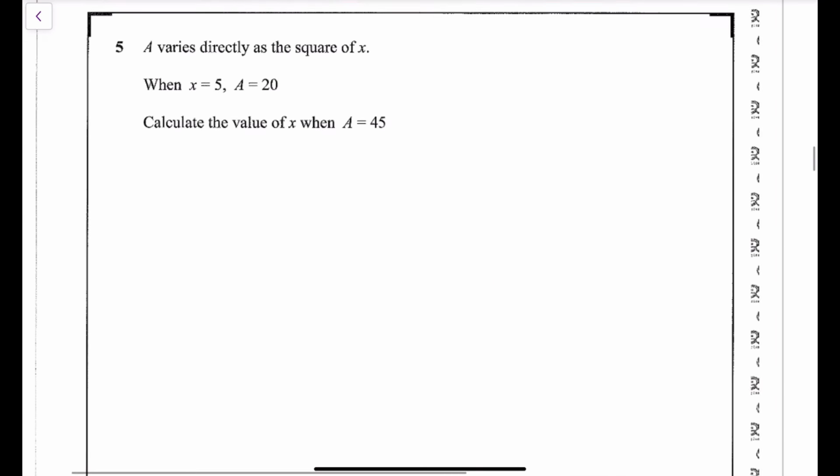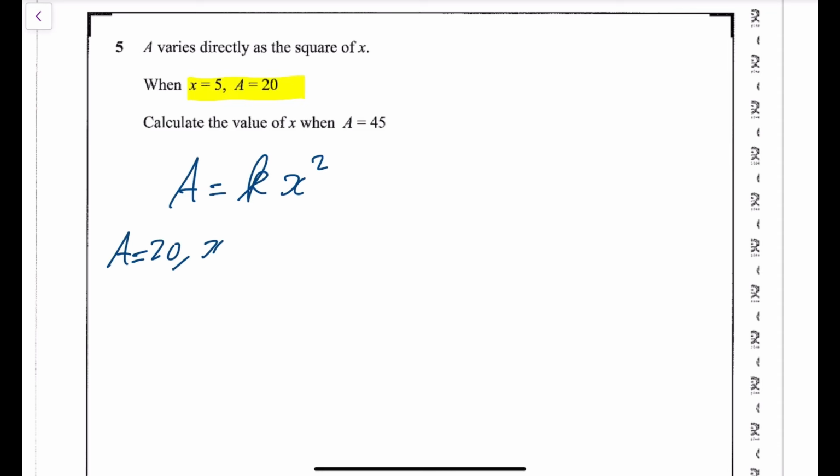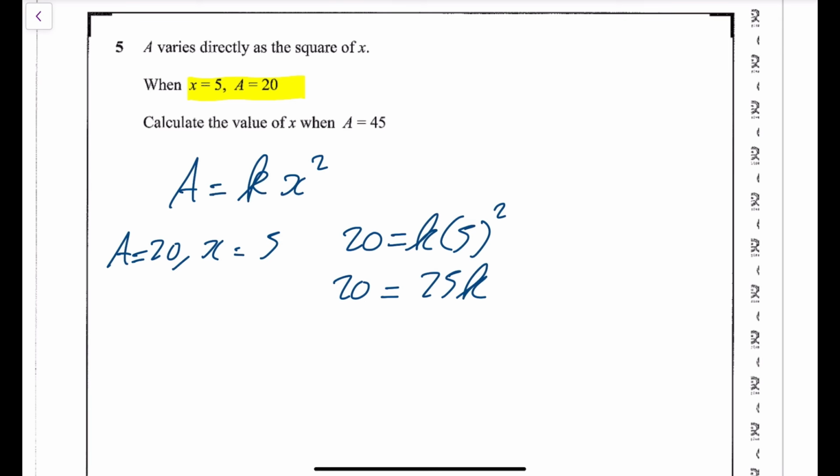Question 5. Lovely. I love a direct or indirect proportional question. It says A varies directly as the square of x. So that means A is equal to k x squared. And then it tells you this. It says when x is equal to 5, A is equal to 20. So let's just write that down. A equals 20, x equals 5, which means 20 is equal to k times 5 squared. 20 is equal to 25k. That means k equals 20 divided by 25, which would be 0.8.